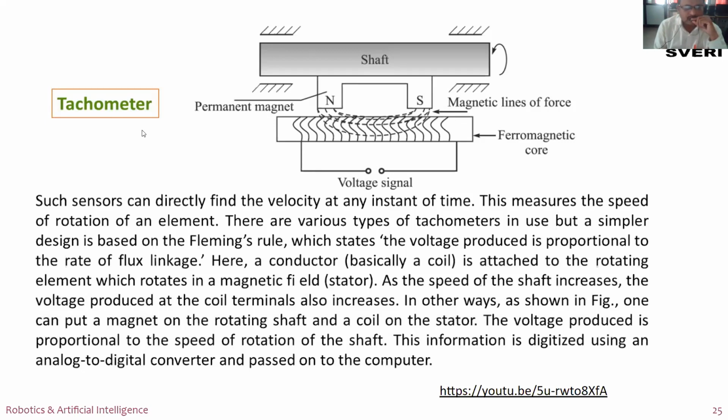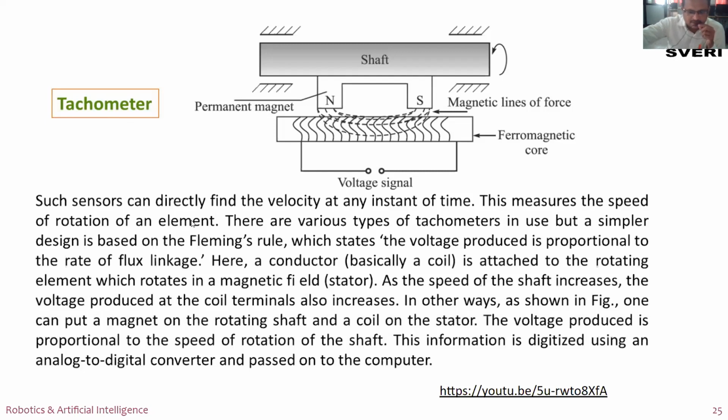Next is the tachometer. Now all of you are using the tachometer. It is used for measurement of the speed of the shaft. You are measuring the speed in RPM. Such sensors can directly find the velocity at any instant of time. This measures the speed of rotation of an element.